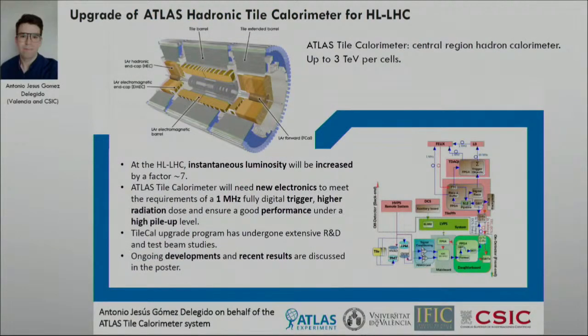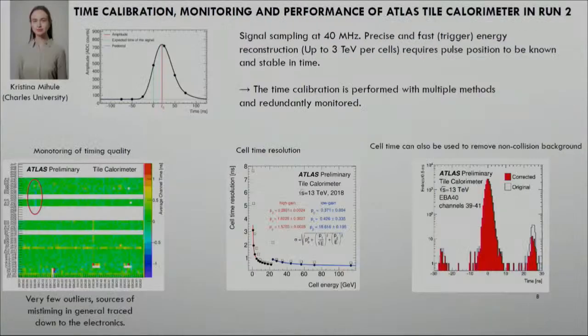The upgrade of the ATLAS hadronic tile calorimeter. For the hadronic calorimeter of ATLAS, the big upgrade is for HL-LHC. It will also move to a full digital trigger, but only at the HL-LHC. This requires remaking the entire readout electronics, also because of radiation hardness: even for the hadron calorimeter we are talking about 100 grays, which is challenging for the technology usually used for hadron calorimeters. So it requires a full replacement of all the electronics and calibration systems, and you will find more details on Antonio's poster.